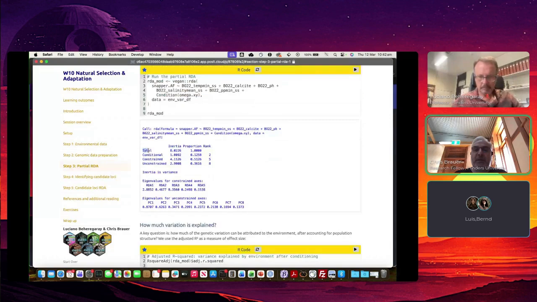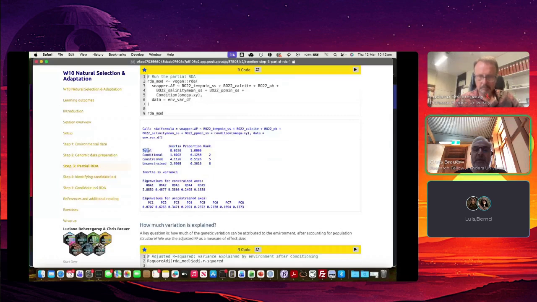And so we've got a few different lines here. So this is the total amount of variance in the model. Proportion should be 1 because it's all of it. And then we've got a couple of different things. So the conditional inertia or variance.